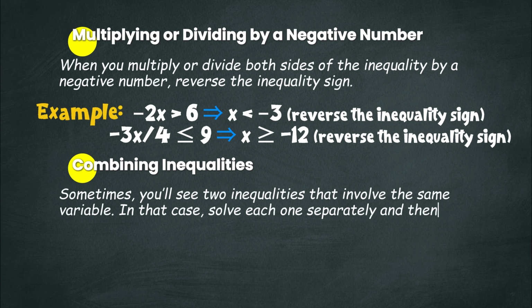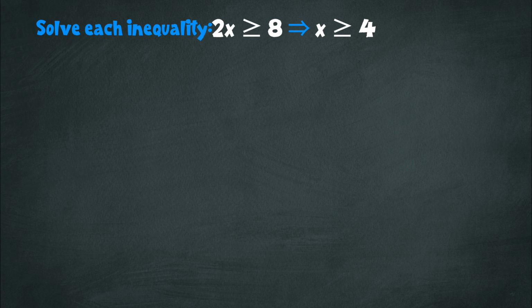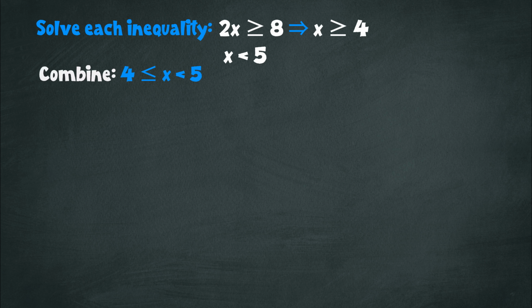In that case, solve each one separately and then combine the results. For example, 2x - 3 ≥ 5, and x + 1 < 6. Solving the first one gives x ≥ 4. Solving the second gives x < 5. So the final answer is 4 ≤ x < 5.